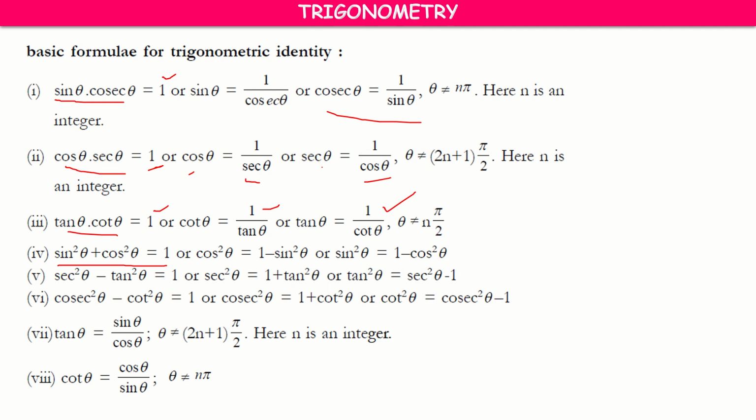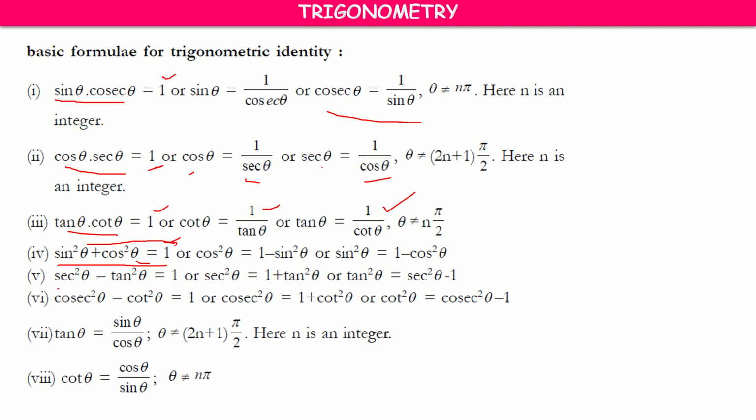What is the first trigonometric identity? Sin square theta plus cos square theta equal to 1. So if I want cos square theta, this sin square theta comes to the right hand side. It will become 1 minus sin square theta. If we remove this square, we will get the root. Otherwise, if I want sin square theta, cos square theta goes to the right hand side, so sin square theta equal to 1 minus cos square theta we can write.